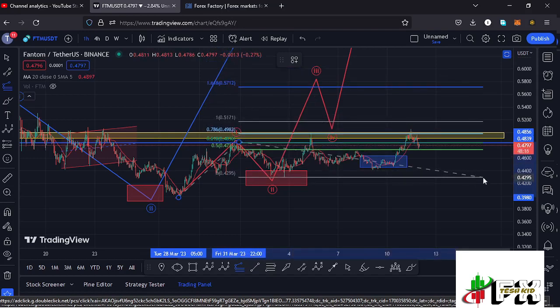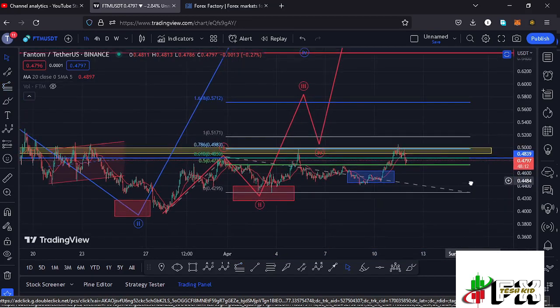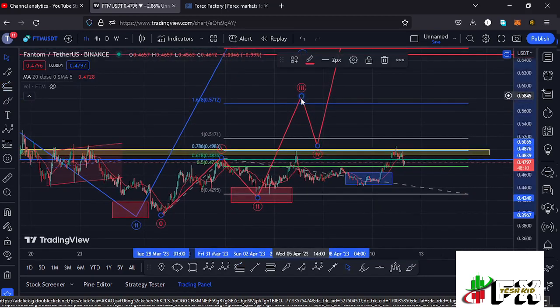that now gives me a target area in the formation of that wave 3 at the fib level 1.618, and that is at around the $0.5712 mark, and that is the minimum that we can expect that wave 3 to the upside to do, and that is what I'm expecting here on the Fantom chart on the short-term scenarios.